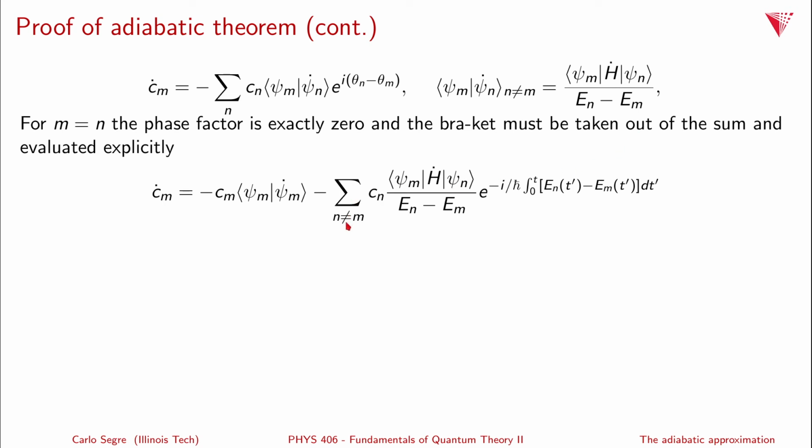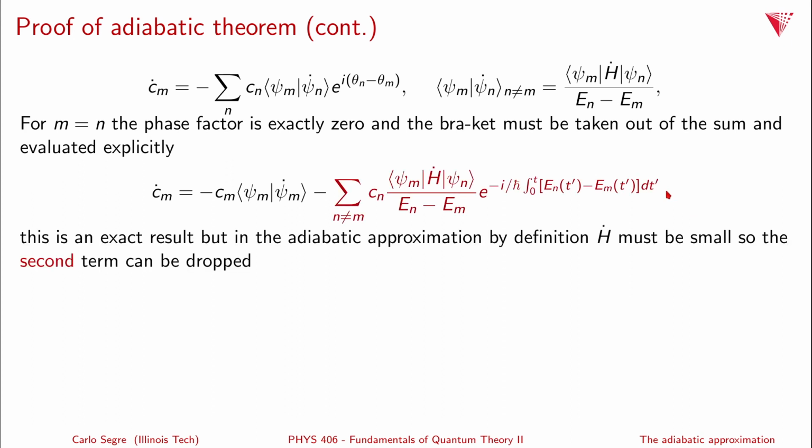And here you can see this is minus the sum over n not equal to m, C sub n, inner product of h dot with psi m and psi n over E sub n minus E sub m, e to the minus I over h bar, integral from 0 to t of E sub n t prime minus E sub m t prime dt prime. So this is an exact result. We haven't done any approximation so far.